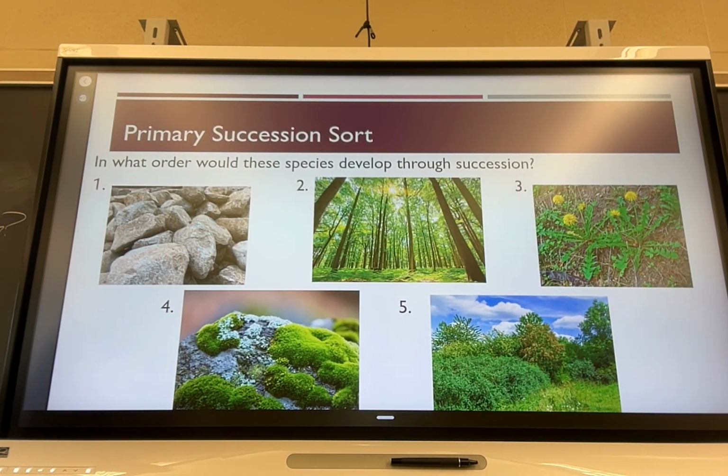So take a moment. I have 5 different pictures here. If we were to measure this in terms of primary succession, what would the order of these images be?